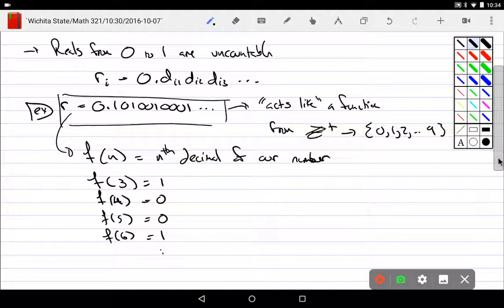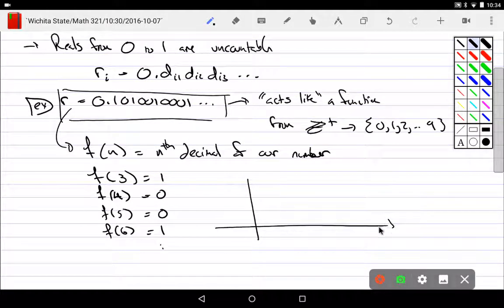And this function, I could even plot it. I can notice that from 1 and 2 and 3 and 4 and 5 and 6, it starts off at 1, then it goes to 0, and then it goes to 1, and then it goes to 0, and then 0, and then it goes to 1, right? I can look at it that way. I'll write the decimals down as dots, and this is just a function from the ints to one of the decimals, right?